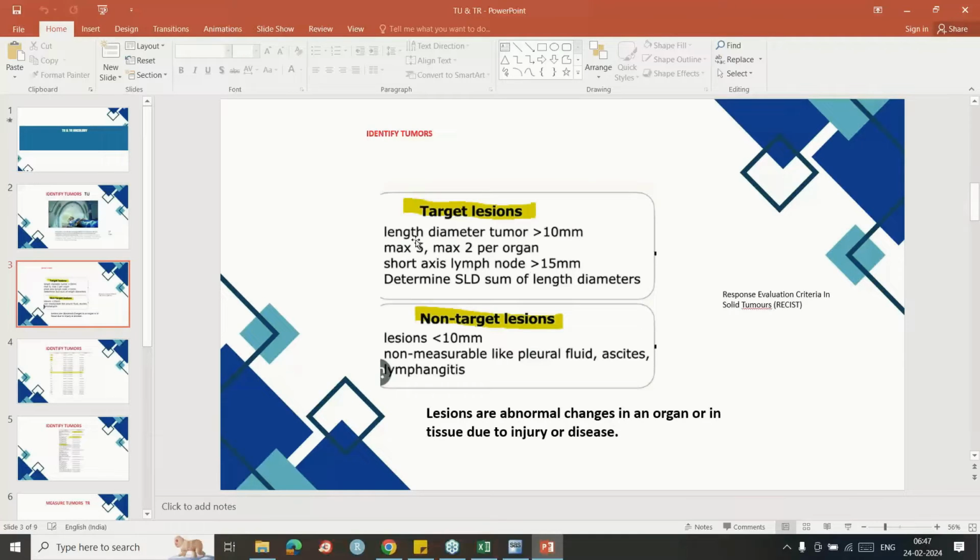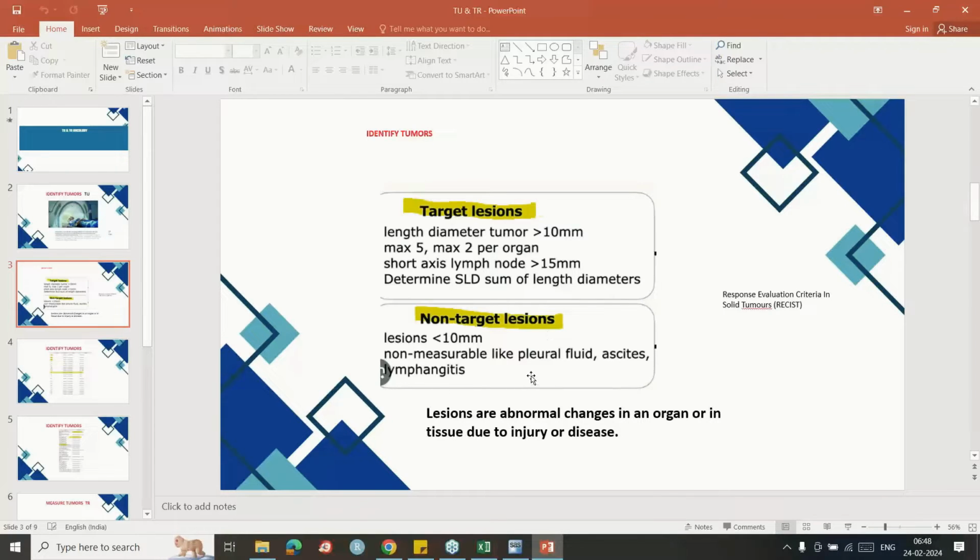So for targeted lesions, the specific cancer tumor's length or diameter should be greater than 10 mm, and a max of 5, max 2 per organ. So for each organ in the body, this is the criteria for the targeted lesion which we need to evaluate, which is measurable. So the measurements are like this. It should be greater than 10 mm and a max of 5 target lesions we need to take. So max of 2, so 2 solid tumors per organ we need to take. And whenever you are taking the 5 max, the shortest lymph node should be greater than 15 mm. So the length should be measurable.